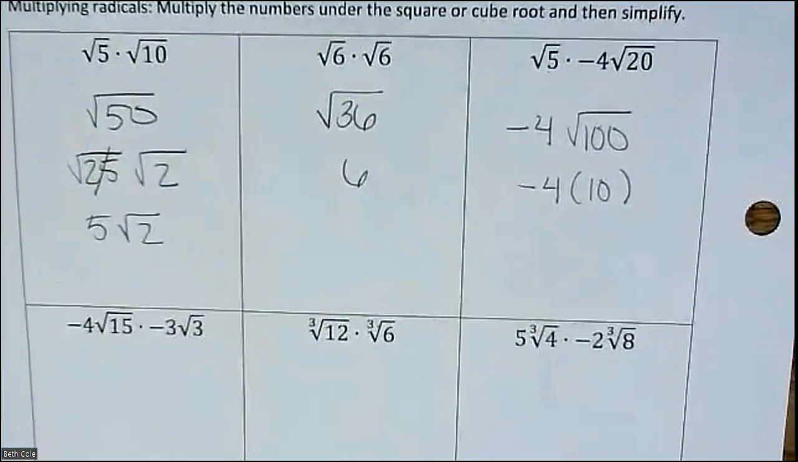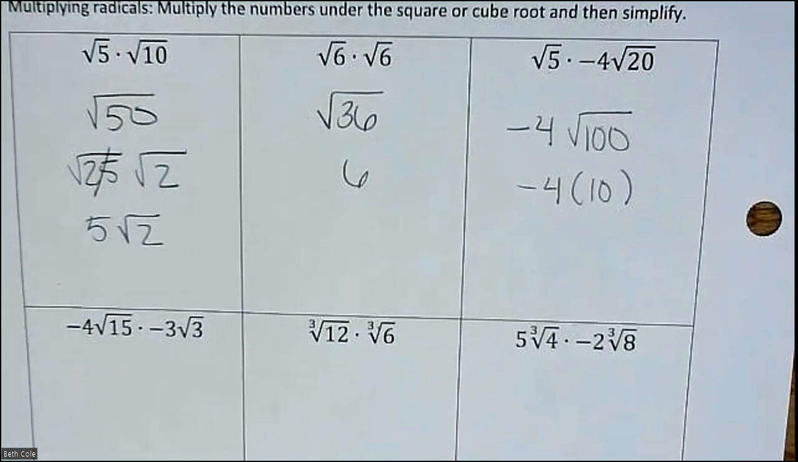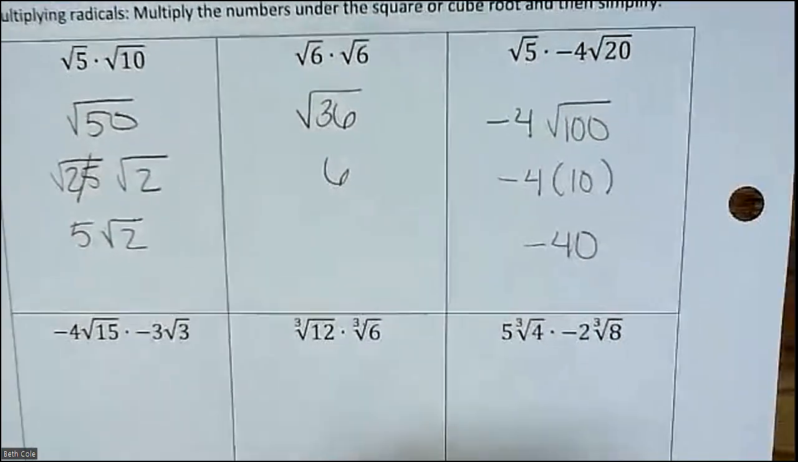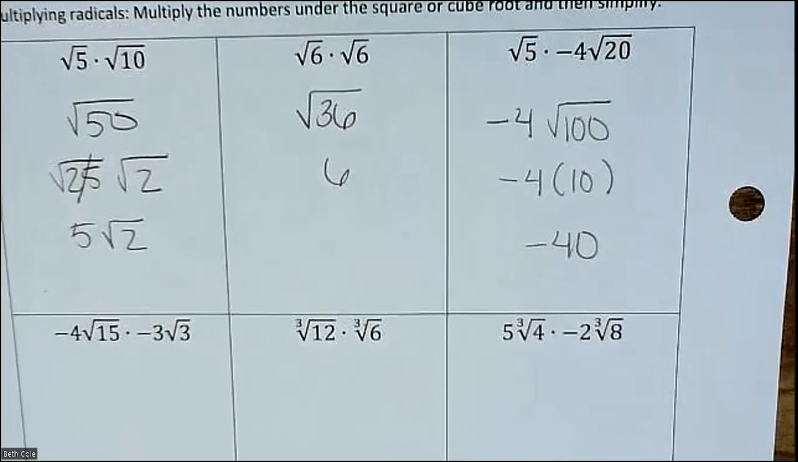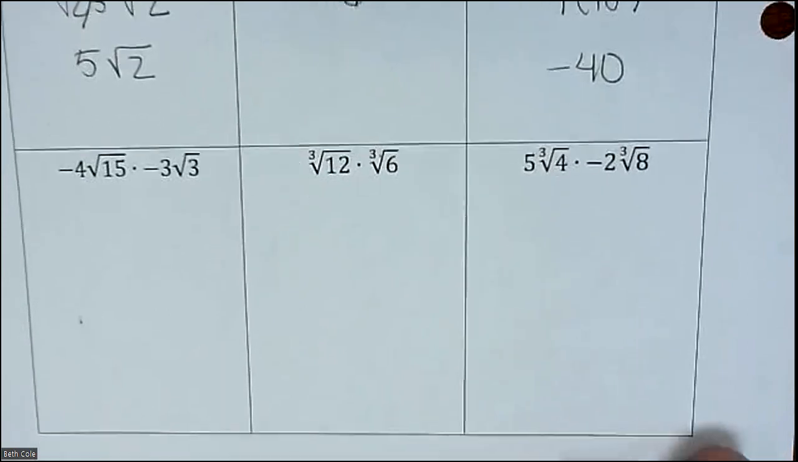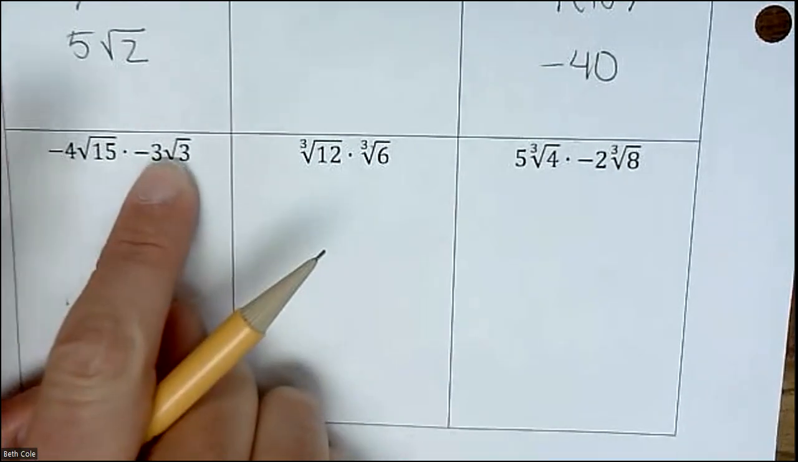What is your square root of 100? Good. You guys know how to multiply. It's fantastic. And do square root. All right, and then what's the final answer? Yep, negative 40. Perfect. This is going good. You guys are being awesome today. Gold star for everybody.